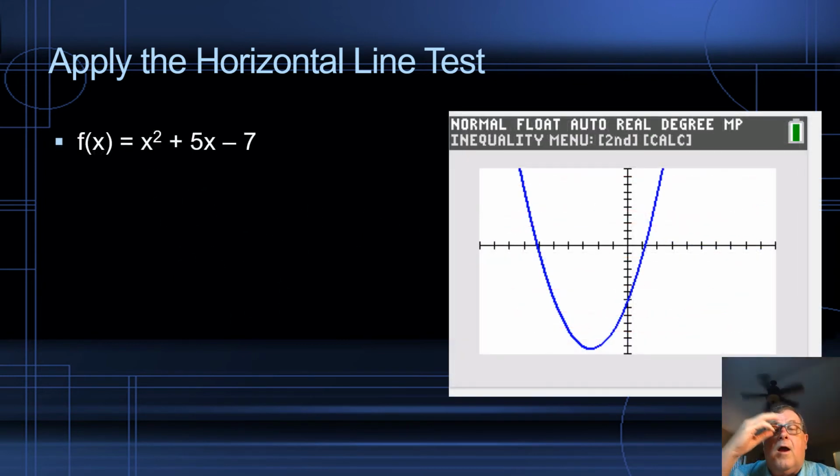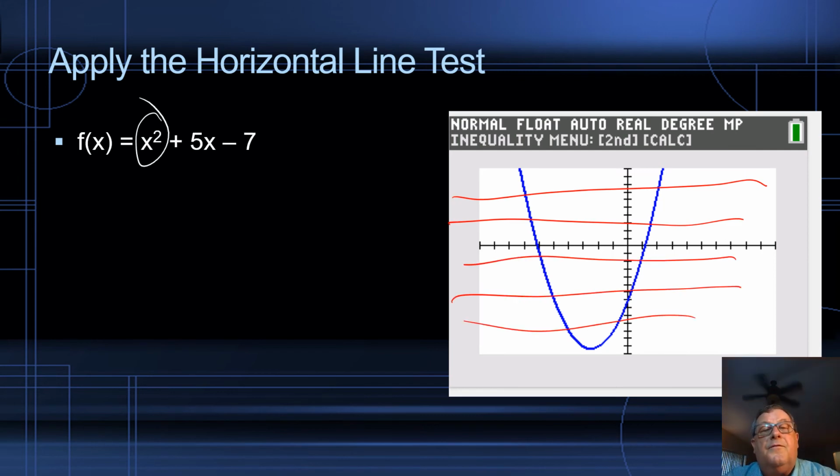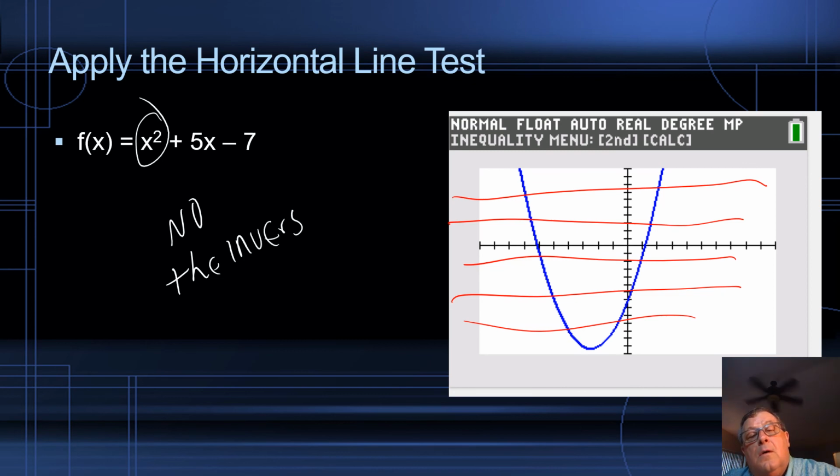All right, so here we got a graph. It's a quadratic. That other one, by the way, was a reciprocal, but we know this is a quadratic because we can see that it's x squared. But if I were to draw horizontal lines through this graph, well, I'm going to cross the graph in more than one point. It would fail the horizontal line test. So no, the inverse is not a function.